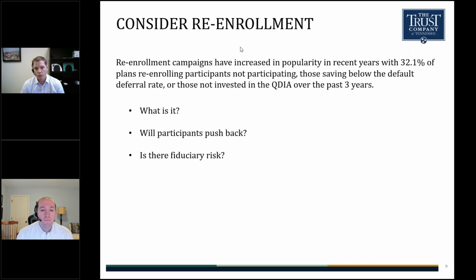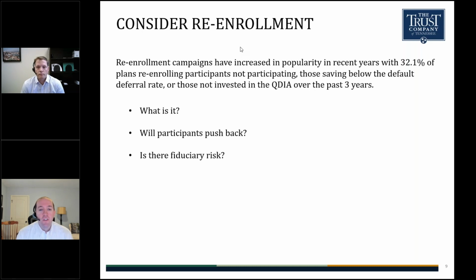It could be re-enrolling participants again that aren't participating, or those that are saving below the default deferral rate, or those not invested in the qualified default investment. So it just re-enrolls people that aren't participating and helps you incentivize people to be in the plan. So there's a couple different forms that this can take. The focus of this call, of course, is increasing employee participation.